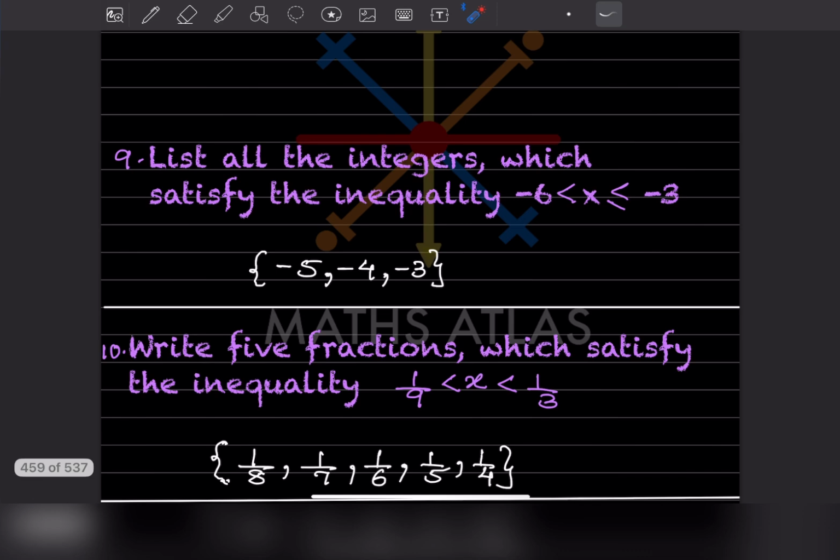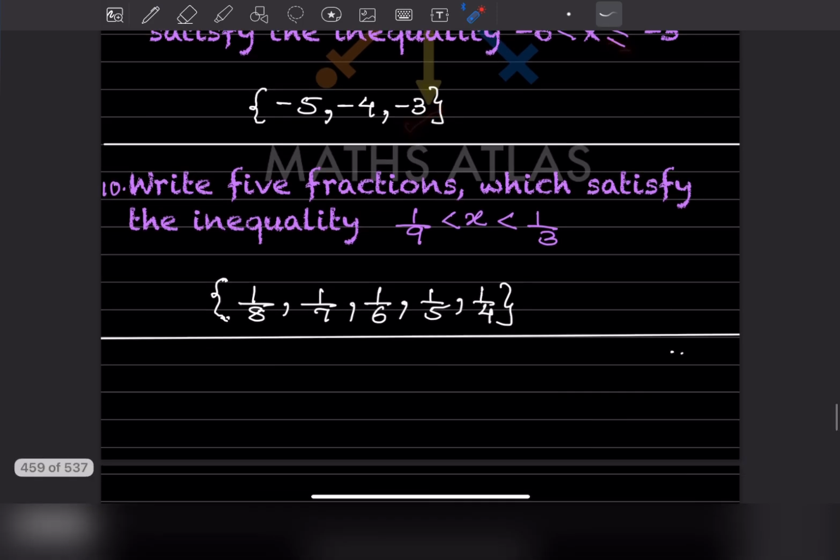List all the integers which satisfy the inequality. So now look here, minus 6 and this minus 3. But here you can see this is not equal to, so you don't have to include this minus 6. But here there is equal to, so you have to include this minus 3. So how are you going to write here? Before this minus 6 is going to be minus 5. So minus 5, minus 4, and you have to include this minus 3 because this is equal to.